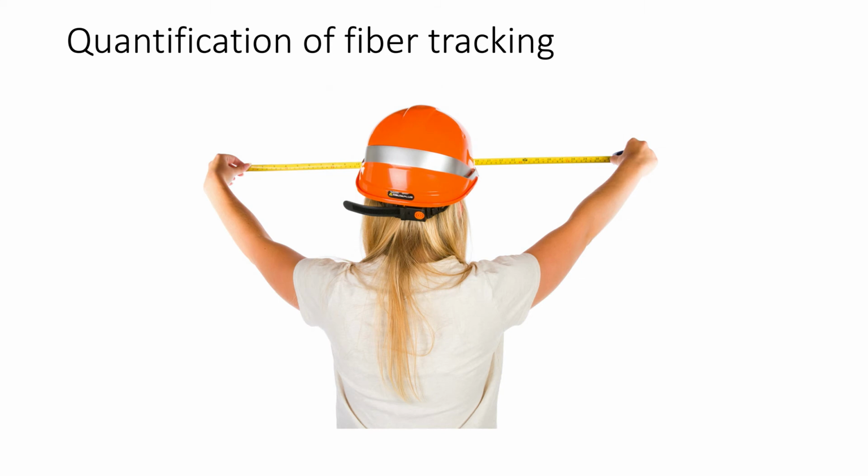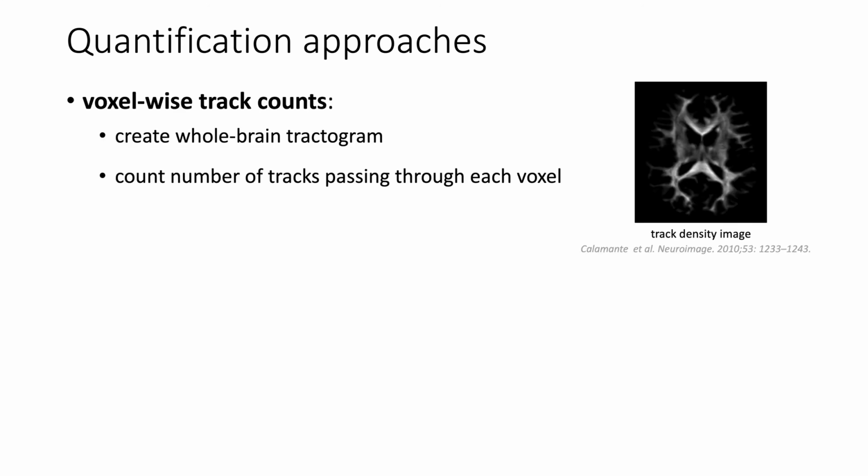Okay, so now with all of the technicalities and the different fiber tracking approaches out of the way, it is now time to look at how we can extract meaningful numbers from these tractograms. The two most commonly attempted methods of quantification are voxel-wise track counts and point-to-point connection strengths. The idea of voxel-wise track counts, also known as track density imaging, is to create a dense whole-brain tractogram and then simply count the number of trajectories passing through each imaging voxel. It is then extremely tempting to use the resulting track densities as a surrogate for fiber density.